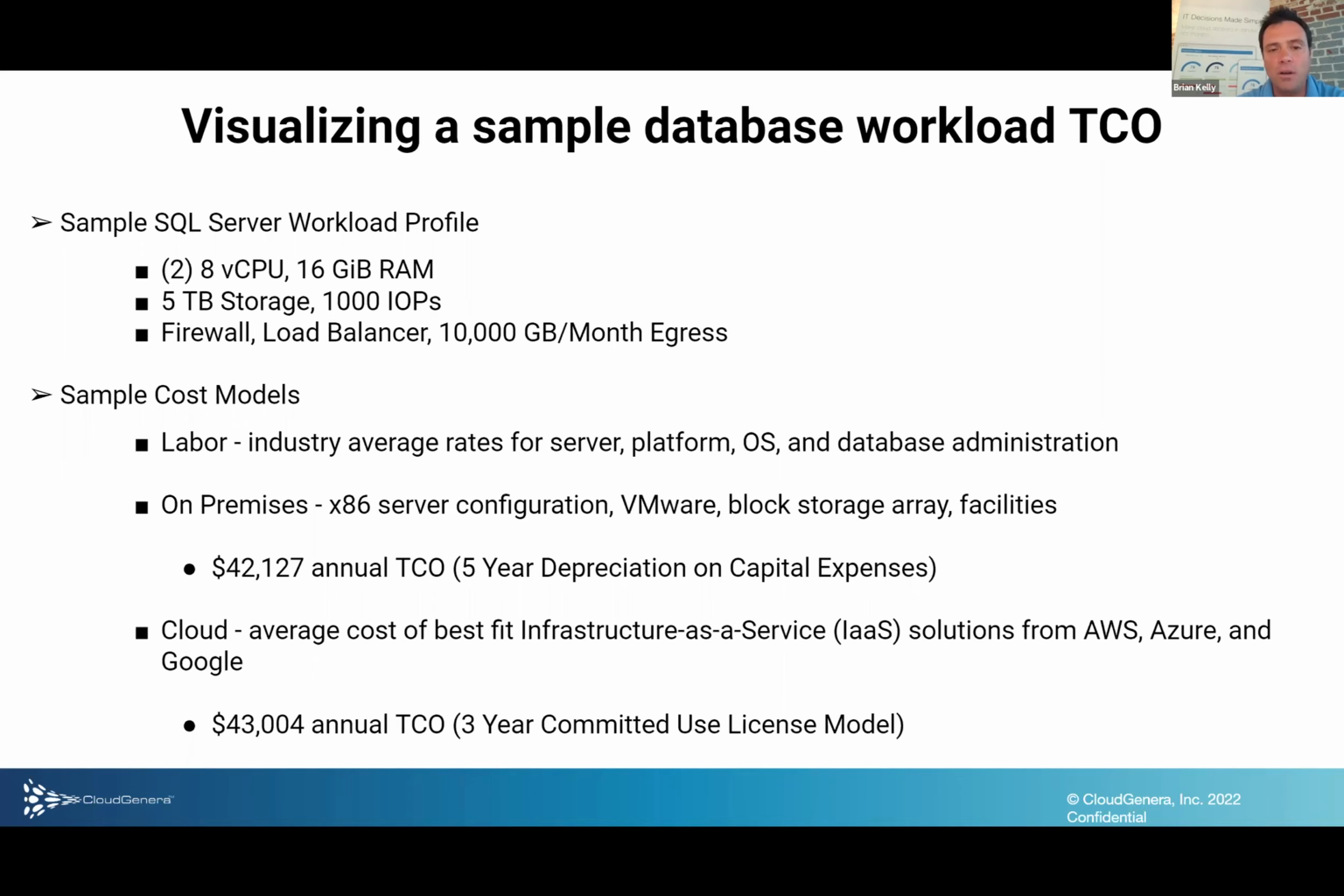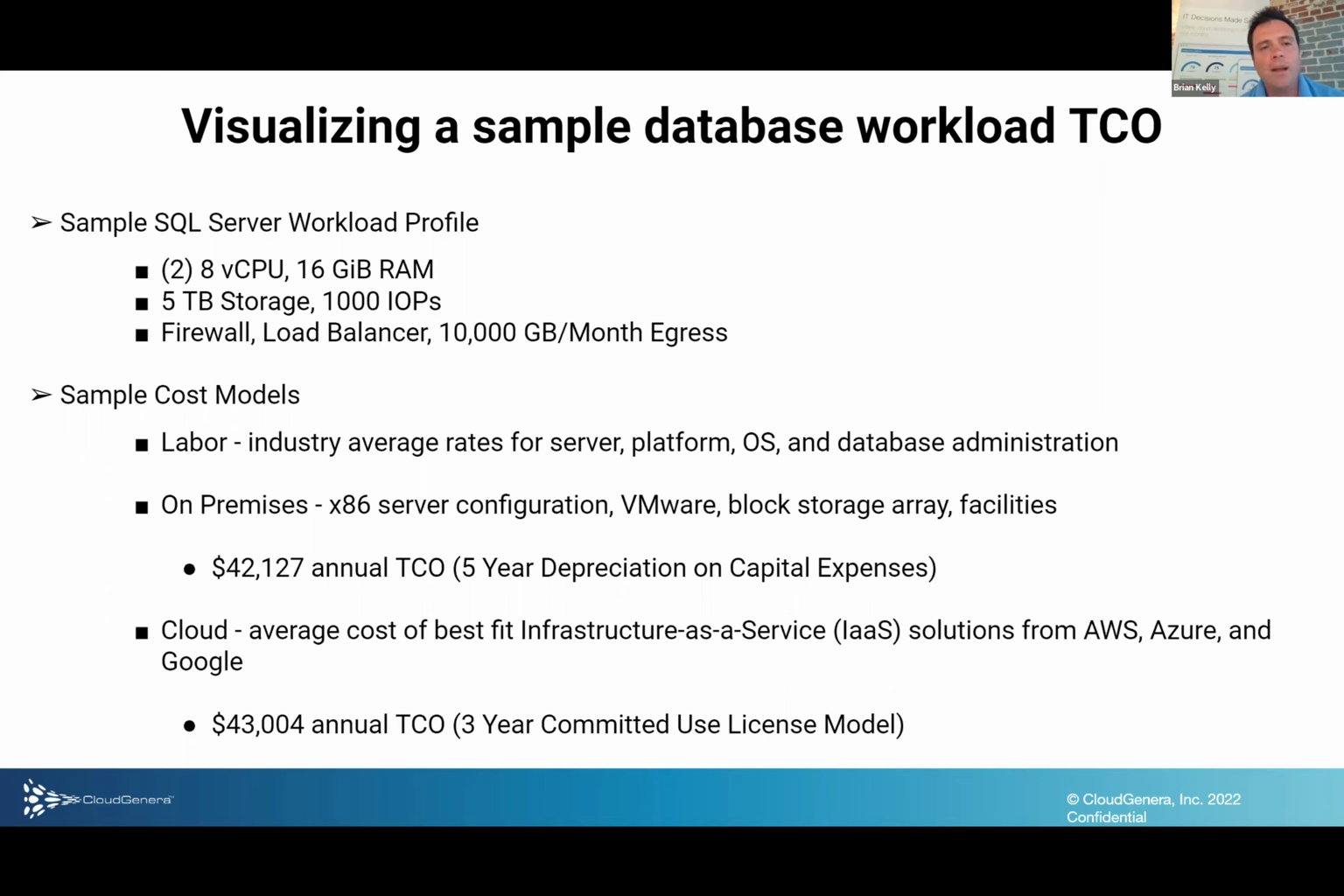And the annual total cost of ownership for that configuration using CloudGenera's industry average cost model is $42,127 a year. And how we got there was taking any of those capital expenditures to buy the software and the hardware and depreciating those over 5 years, and then annualizing the contribution of labor to get to that ultimate number of $42,127.